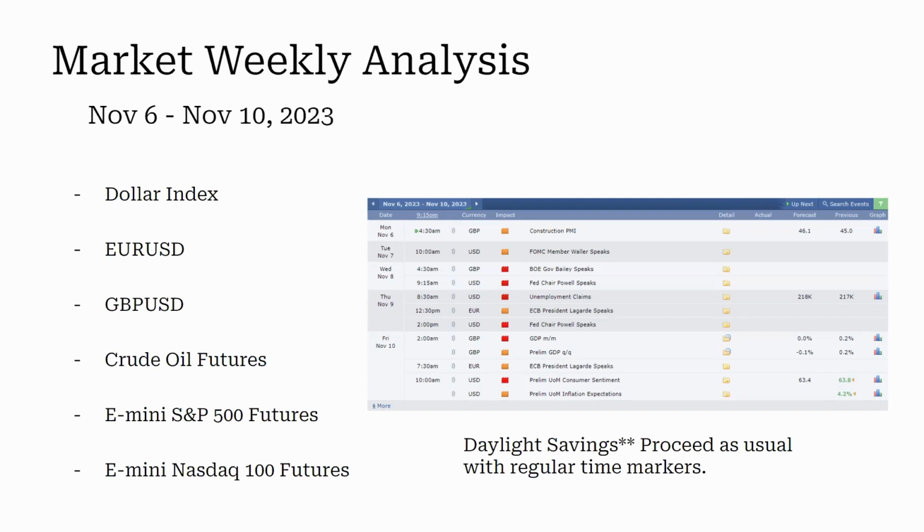Hey guys, welcome back. We'll be covering the outlook for November 6th to November 10th, 2023 here. As you can see, we can take a look at the economic calendar for this week. It's a pretty light outlook, not too much news. The biggest thing of this week would probably be the unemployment claims and the Fed Chair Powell speech on Wednesday and Thursday. And yeah, let's get started with the dollar index.